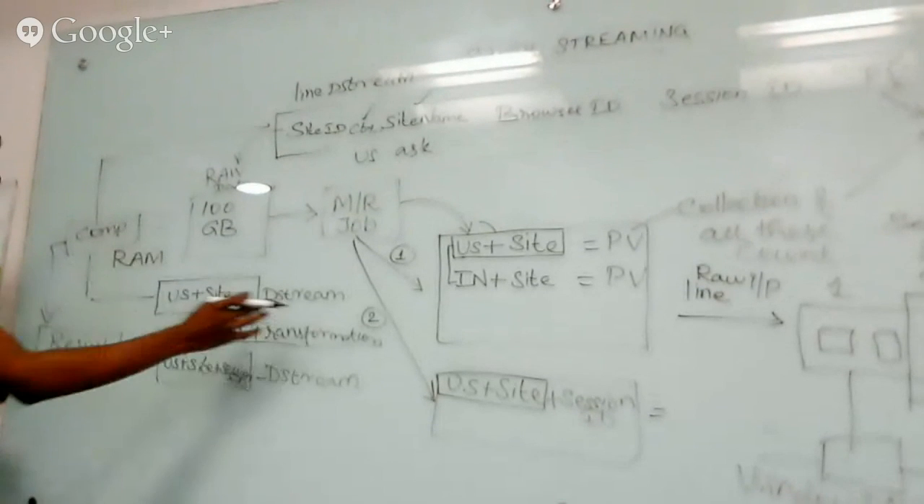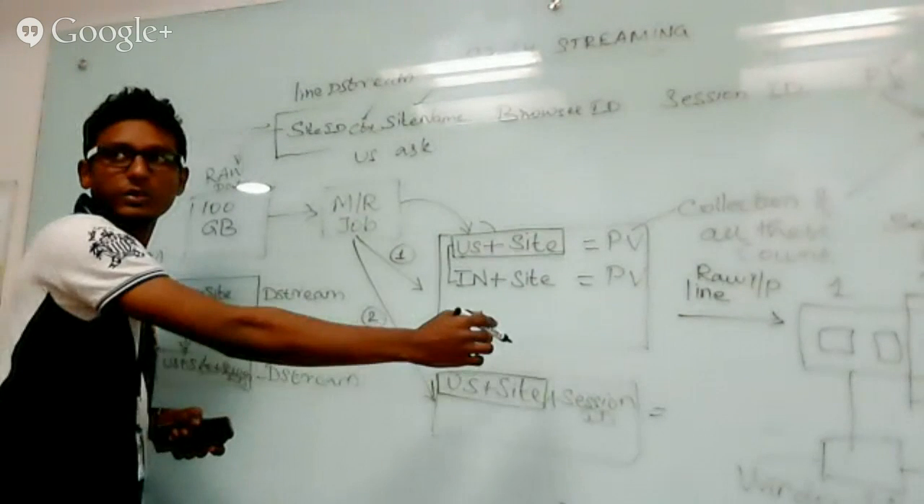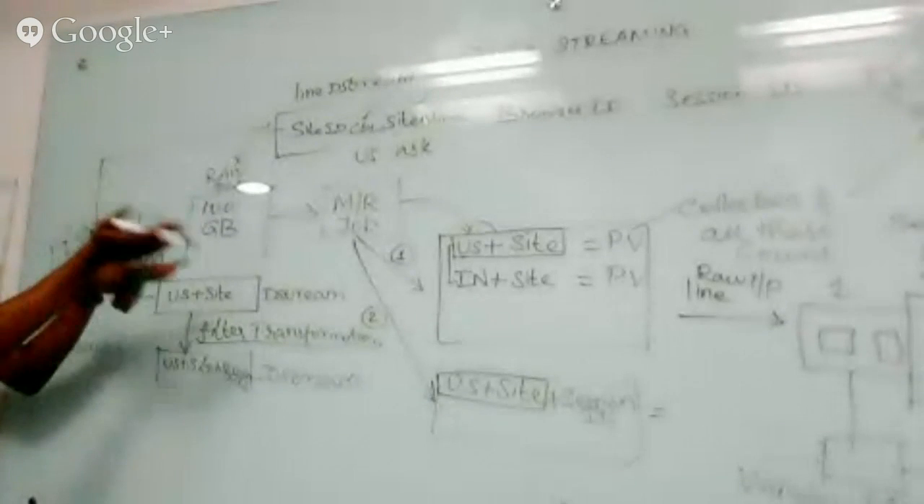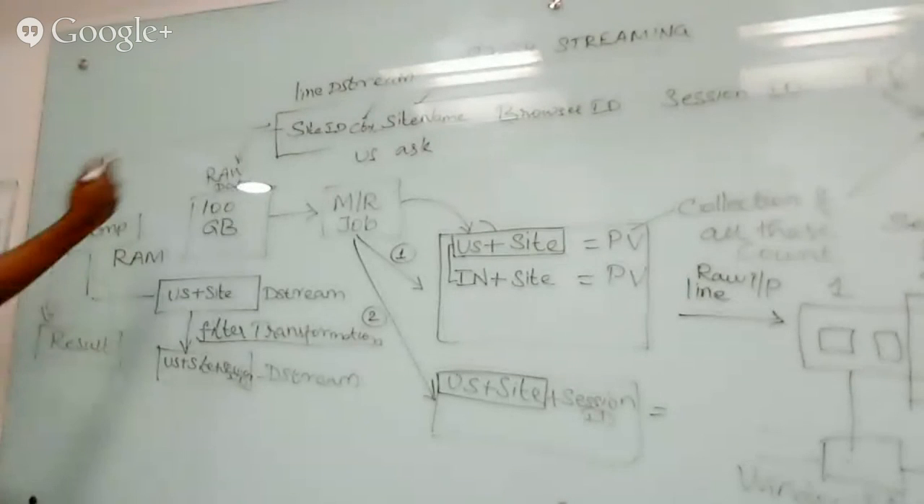Over there you need to write an MR code, right? And here you just need to specify your filter and how the filter should be. That's it. Your job is done. Using the RAM data, it will do everything.